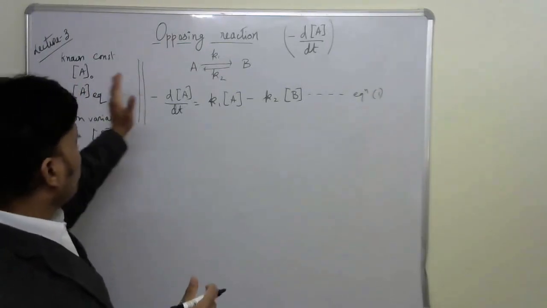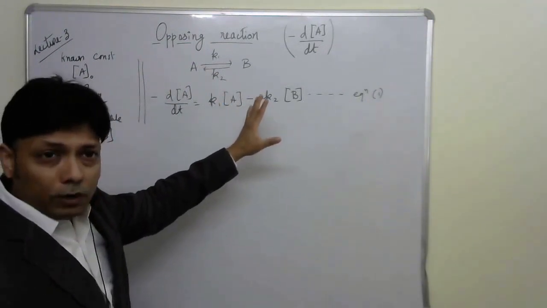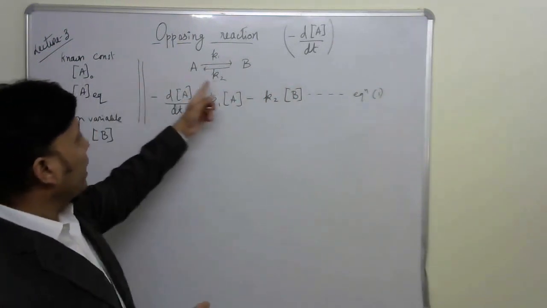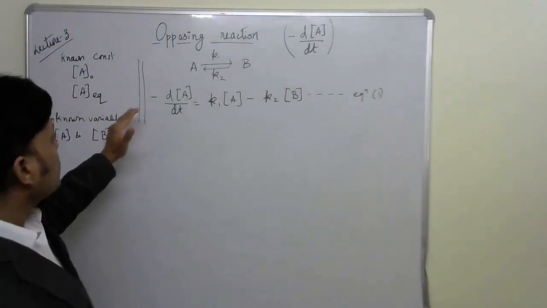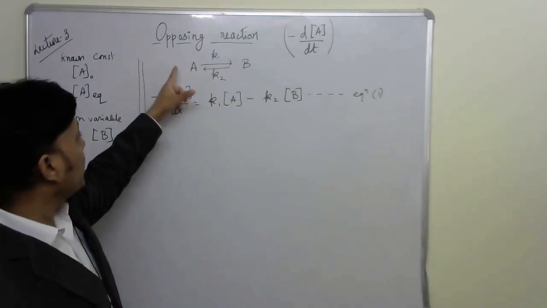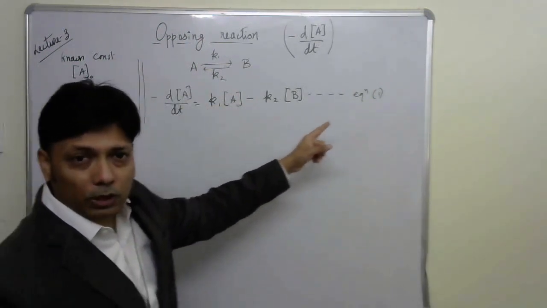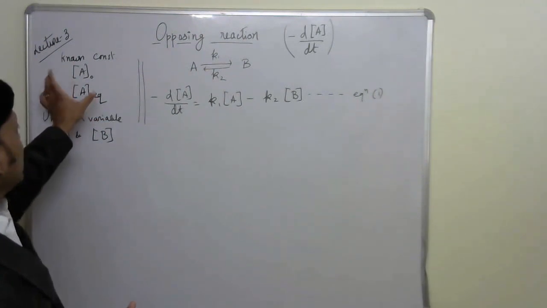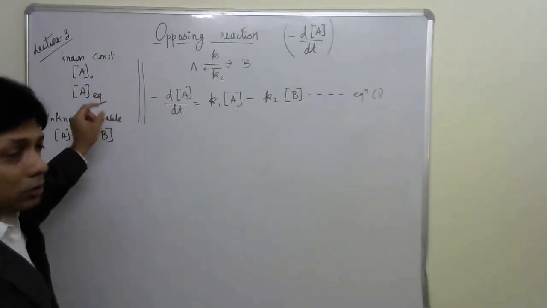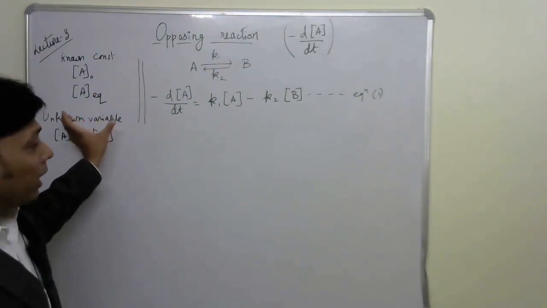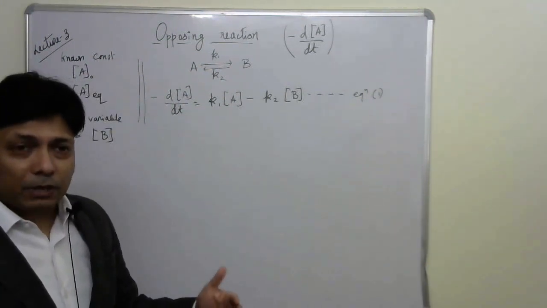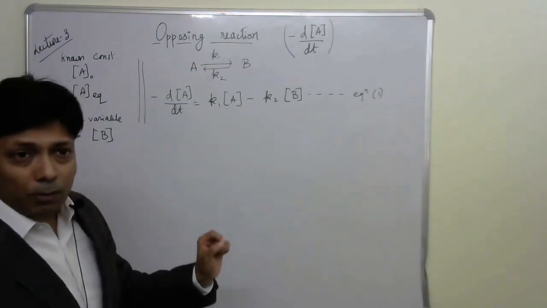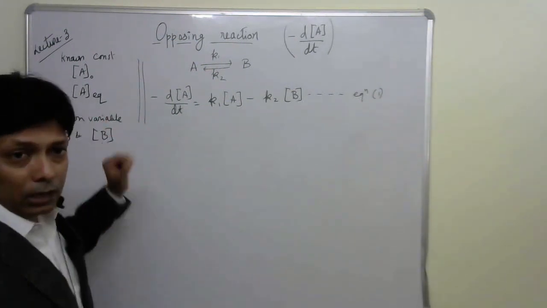So we are going to find out the integrated rate equation of an opposing reaction in terms of minus dA/dt. So we can write the reaction like this, and of course minus dA/dt is equal to K1A minus K2B. So this is our equation 1. So let's take a look at what our known constants are. Known constant is the initial concentration of A, that is A naught, and of course the equilibrium concentration of A, since we are applying the same assumption that this reaction is capable of reaching equilibrium, and at the equilibrium point the concentration of A is A equilibrium.